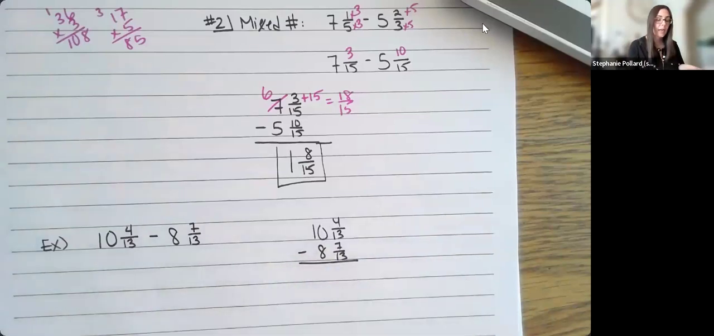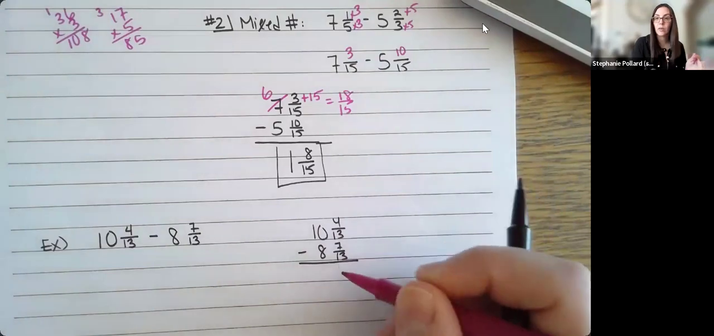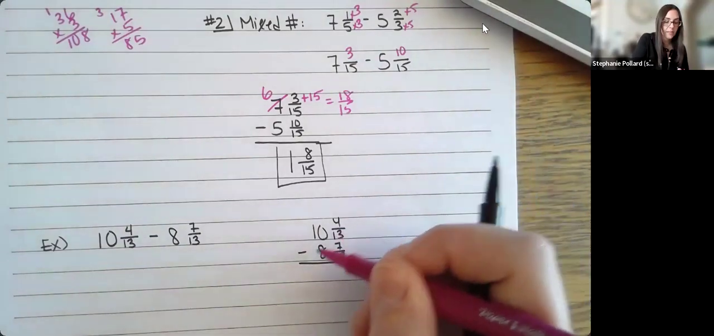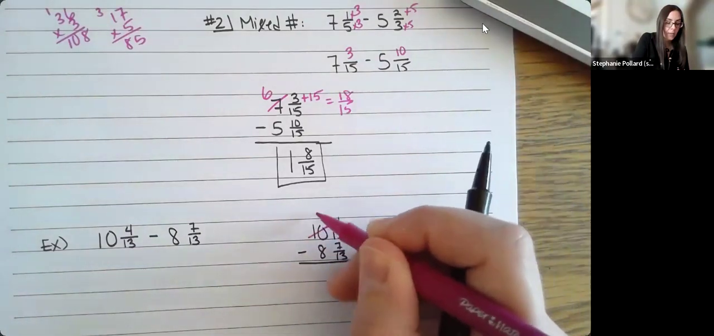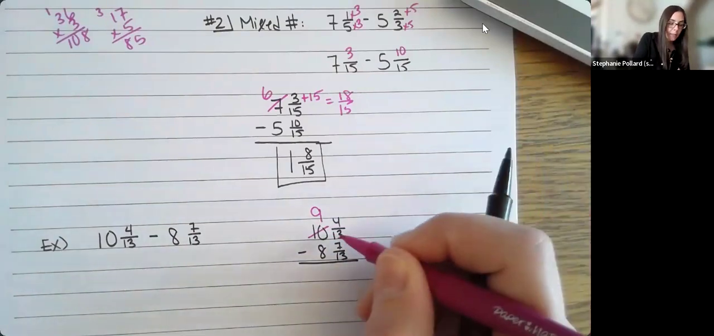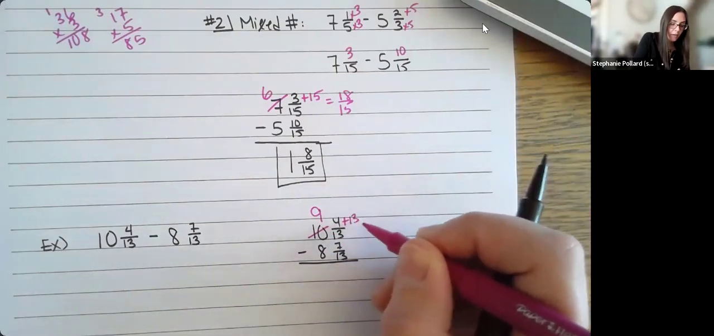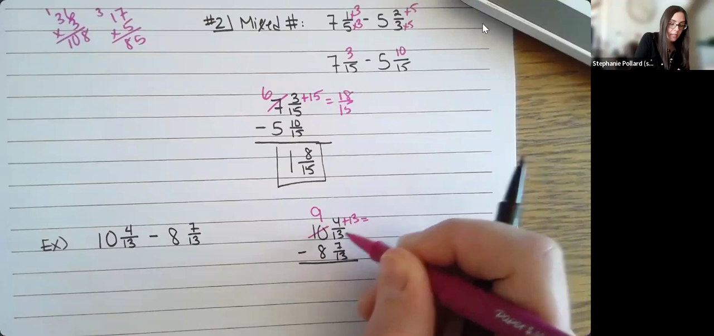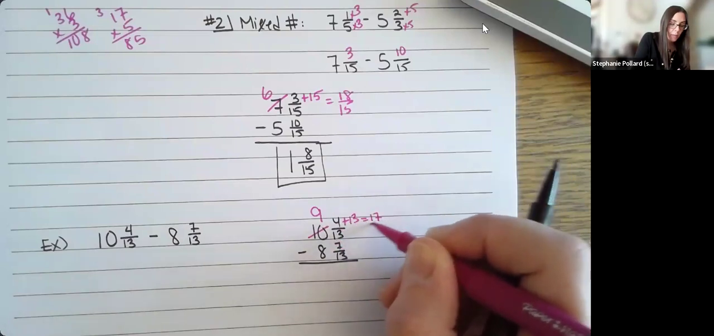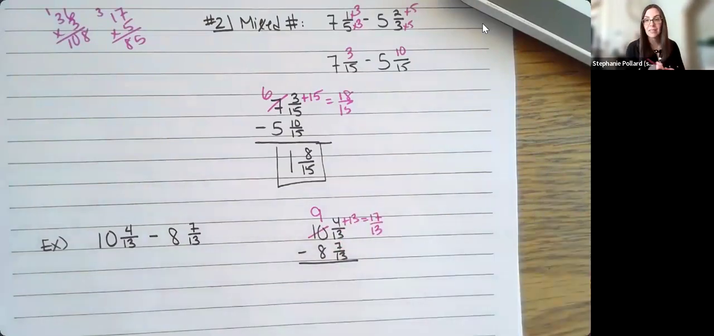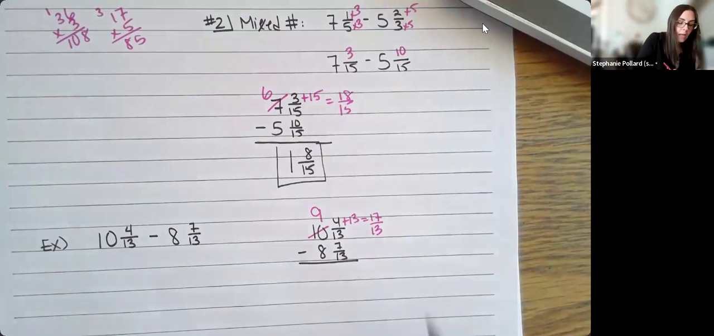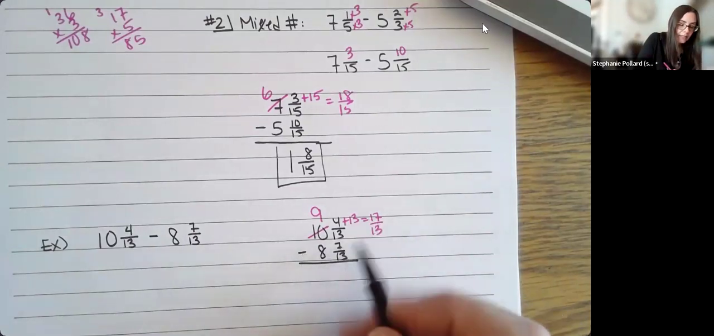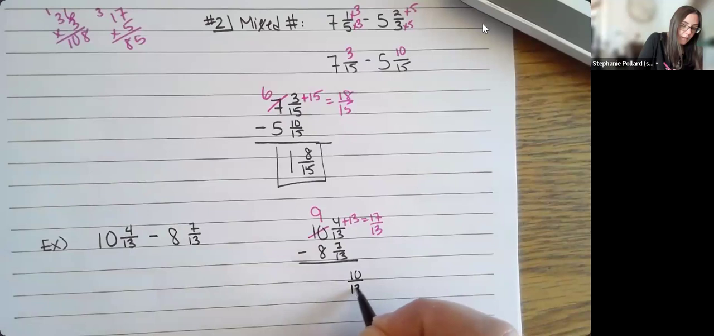All right, so again, I'm going to do it the second strategy. I want to subtract here. I don't want to convert over, but I can't do 4 minus 7. I'm going to borrow from the 10 and make that a 9. But instead, I'm going to add in whatever the denominator is. So 4 plus 13 is going to be 17. So my top fraction is actually 17 over 13. Now 17 minus 7 is 10. And 9 minus 8 is 1.